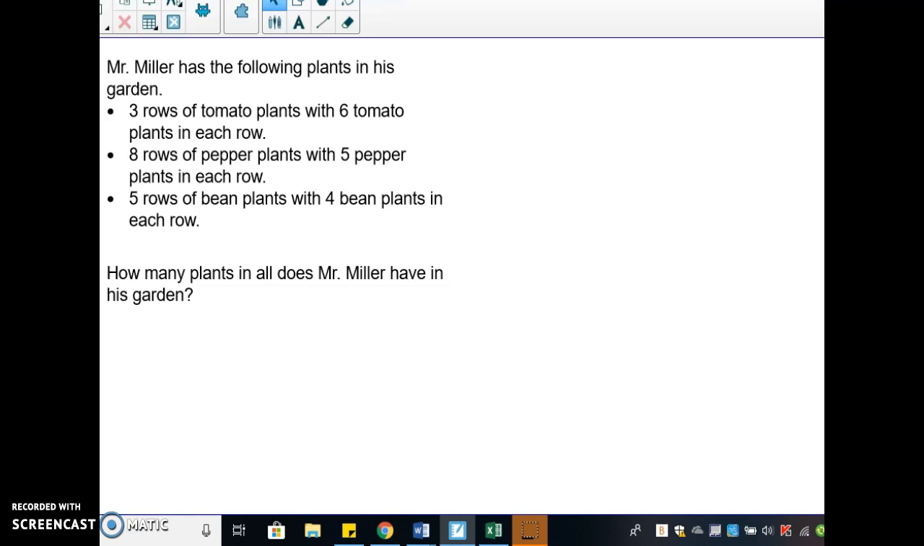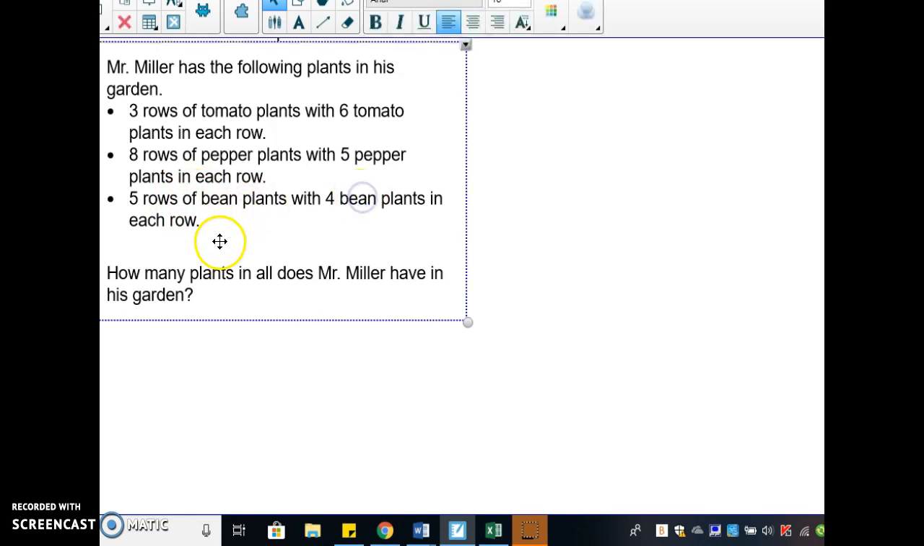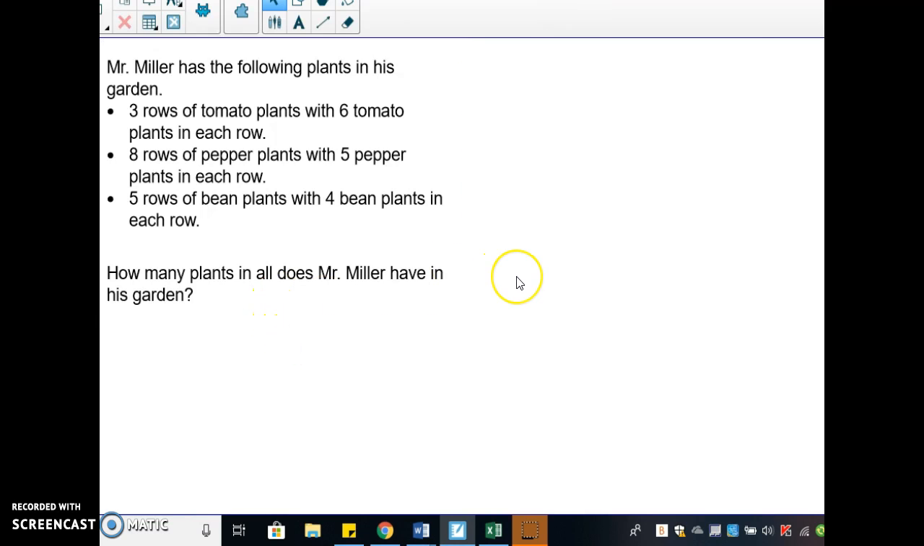So for this question, it reads, Mr. Miller has the following plants in his garden. 3 rows of tomato plants with 6 tomato plants in each row, 8 rows of pepper plants with 5 pepper plants in each row, 5 rows of bean plants with 4 bean plants in each row. How many plants in all does Mr. Miller have in his garden?